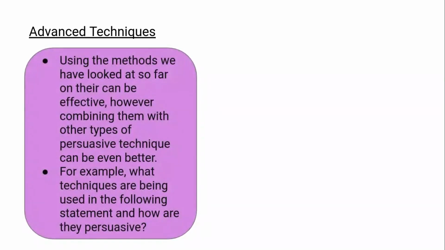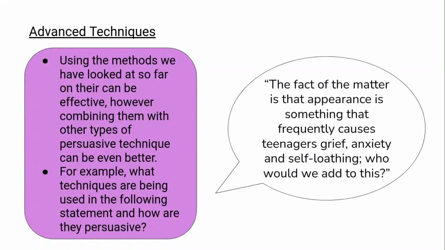Okay, so we've looked at the basics in a bit more detail. Now we're going to go into some advanced techniques of using proof and evidence to make your writing more persuasive. We know that using them on their own can be effective, but combining them with other types of persuasive techniques can be even better. For example, take a look at this example. What techniques are being used in the following statement, and how are they persuasive? The fact of the matter is that appearance is something that frequently causes teenagers grief, anxiety, and self-loathing.